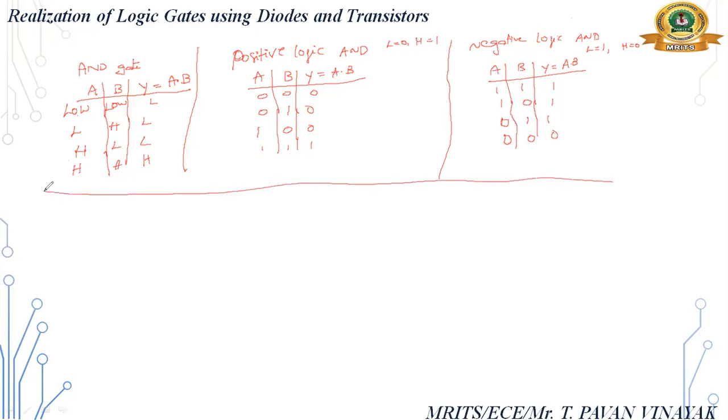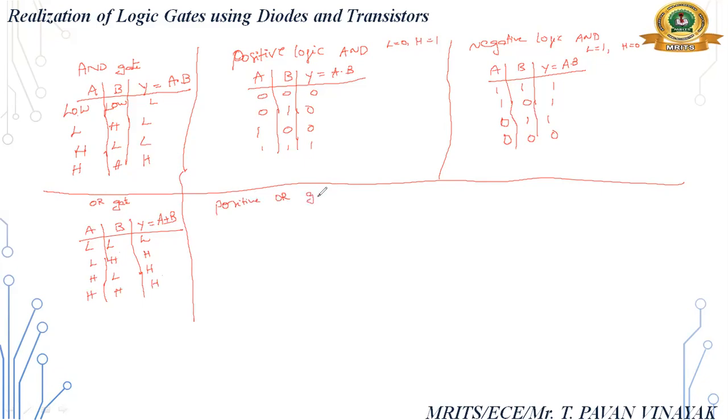Now consider the OR gate. A, B, Y. Y is equal to A plus B. Whenever both inputs are low, output is low. When any input is high, output is high. That is the OR gate. Now I am designing the positive OR gate.